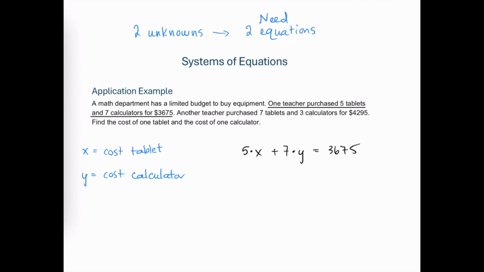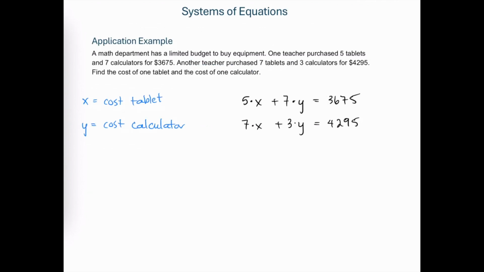cost was $3,675. We can get a second equation from the fact that another teacher purchased 7 tablets and 3 calculators for $4,295. So 7 times the cost of one tablet plus 3 times the cost of one calculator is equal to $4,295. So now we have the 2 equations that we needed to find the solutions for x and y.